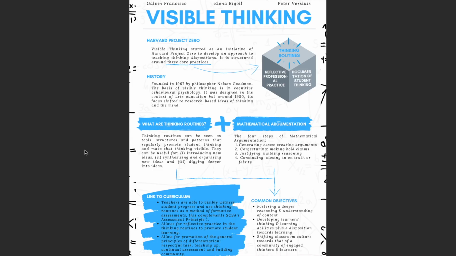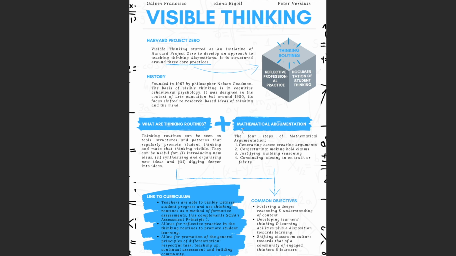We're just going to very quickly clarify the handout as well. It's mostly straightforward, starting with a little bit of history about visible thinking and Harvard's Project Zero, and how its 3 core practices revolve around reflective professional practice, documentation of student thinking, as well as thinking routines. And in our presentation, we decided to focus on the thinking routines. There's also a brief outline on how the thinking routines are split into 3 categories: introducing new ideas, synthesizing and organizing new ideas, and digging deeper into ideas.